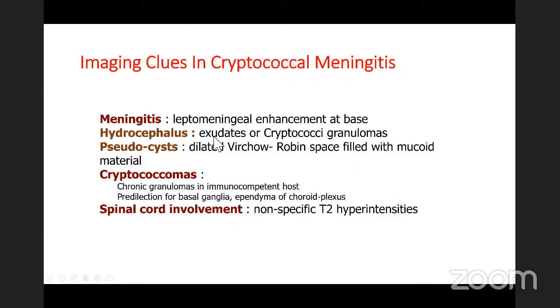So imaging clues in cryptococcal meningitis: leptomeningeal enhancement may also be seen at the base. There can be hydrocephalus, there can be pseudocysts, and cryptococcomas, which form ring-enhancing lesions, and spinal cord non-specific hyperintensities can also be appreciated.